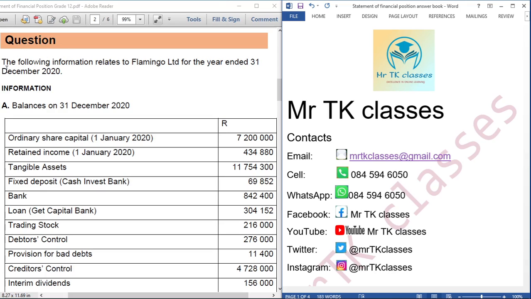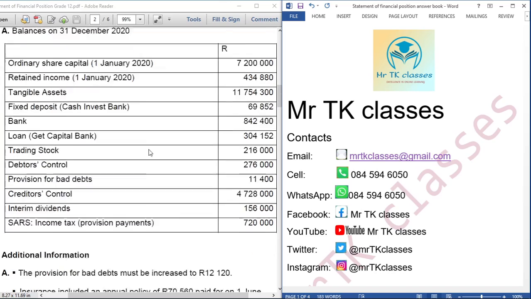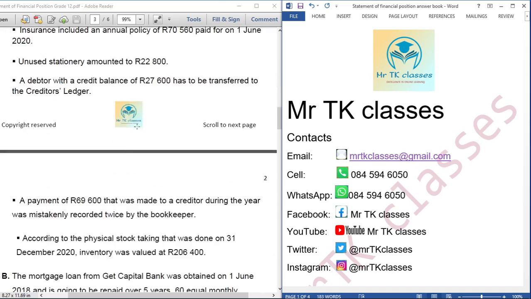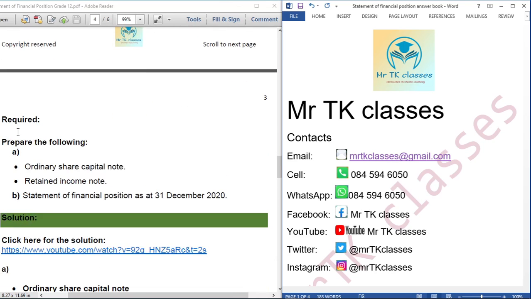Today we are doing the statement of financial position and this is our question. The question reads, the following information relates to Flamingo Limited for the year ended 31 December 2020. Information, balances on 31 December 2020. Additional information required, prepare the following. A. Ordinary share capital note, retained income note. B. Statement of financial position as at 31 December 2020.